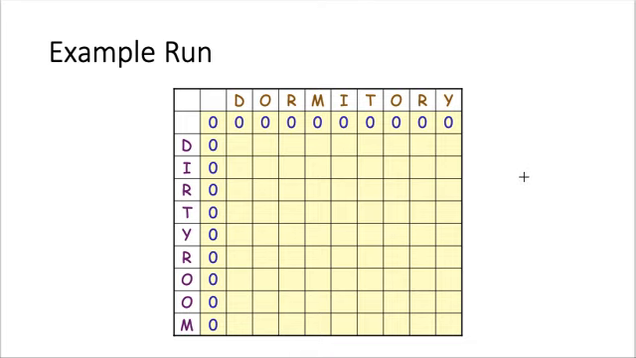And then, what does that mean for this one? So let's see this example. Now this entry represents that we are looking at this character D and this character D.